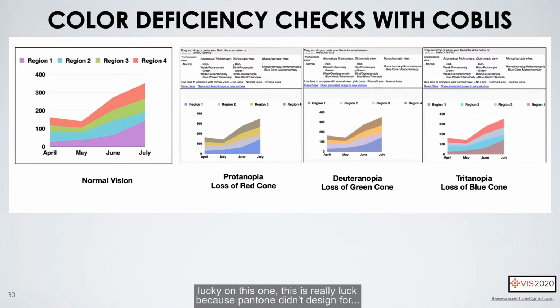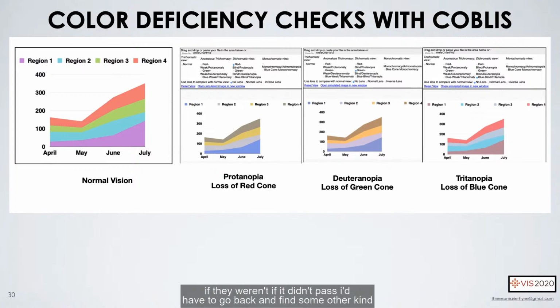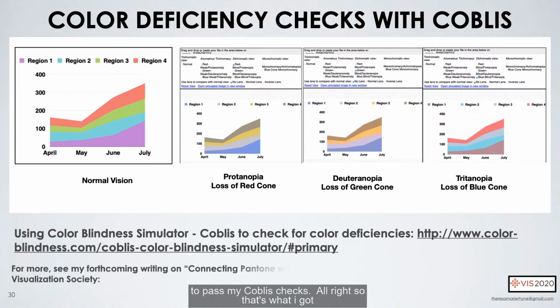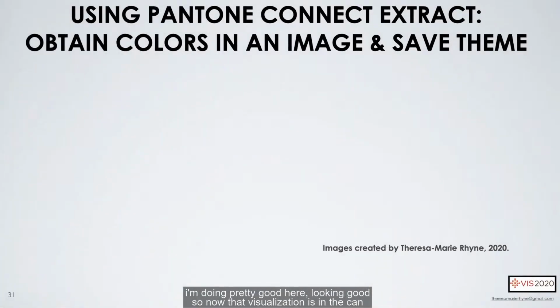And boy, am I ever lucky on this one. This is really luck because Pantone Connect wasn't designed to support color deficiency. But it just so happens when it goes through, someone who has deficiency will see those colors as different from each other. If it didn't pass, I'd have to go back and find some other kind of color combination to make the thing work and go back and forth to pass my CoBLIS checks. All right, so that's what I got. I'm doing pretty good here, looking good. So now that visualization's in the can. The boss thinks I know what I'm doing.